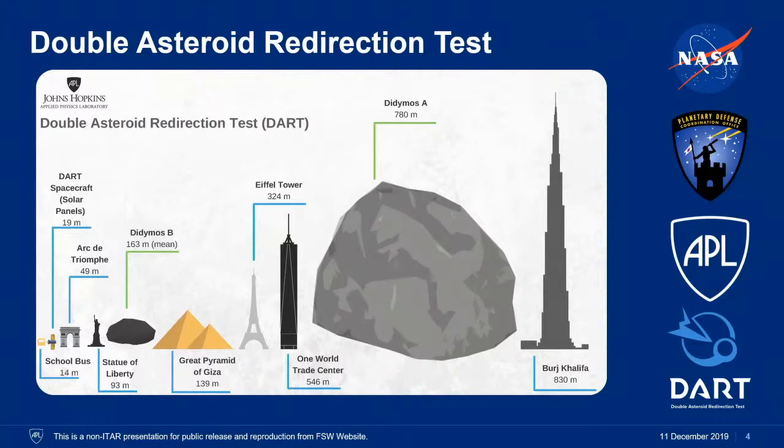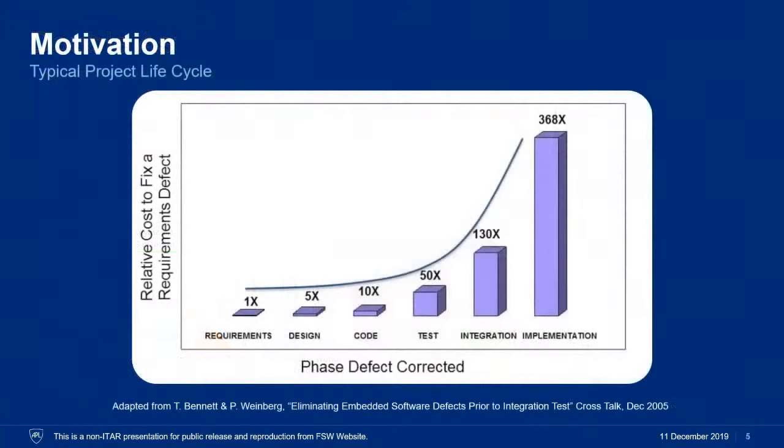So in DART, just like in any other software project, there's usually a project plan with multiple project phases, right? And as we go through these project phases, the problem is that with time, errors that we find later become more expensive, not only in time, but also in money.